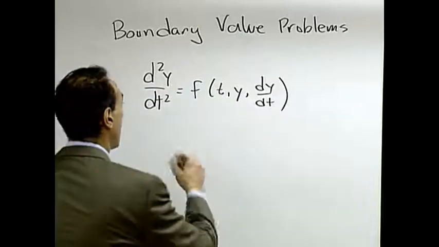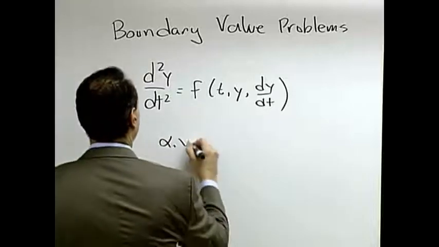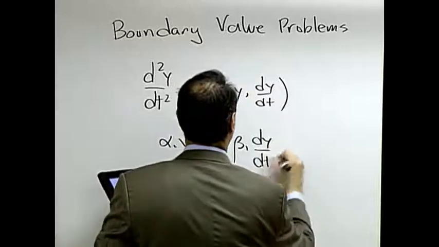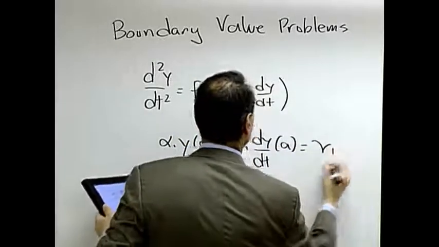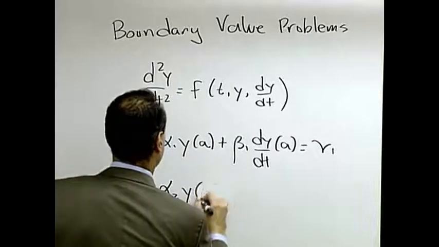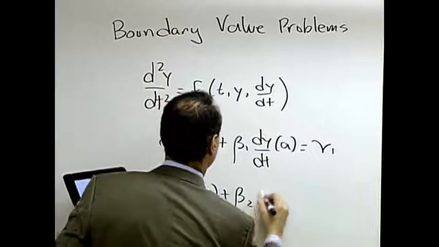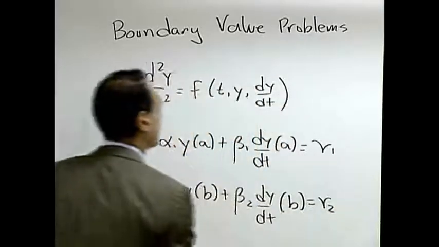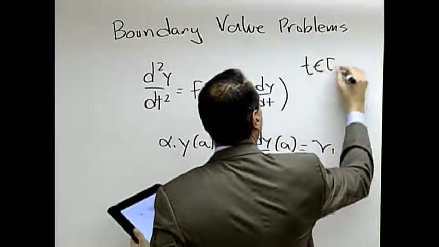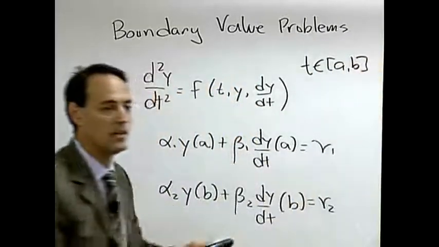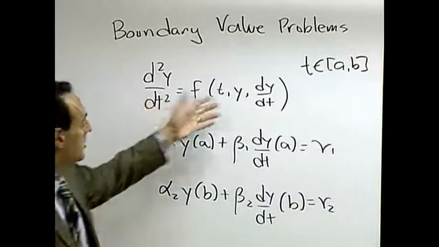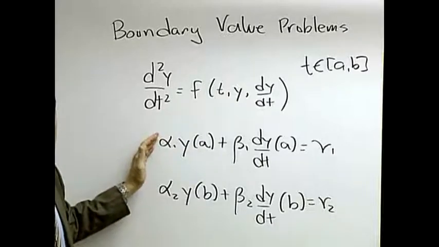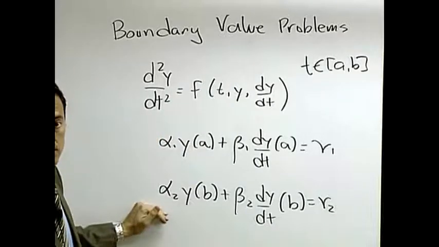And really, what the boundary value problem has is something like this. You specify some endpoints. So I'm going to solve this differential equation for t in some interval, let's say a to b. So I'm going to solve this thing from time a to b, and at time a, I impose this condition, and at time b, I impose this.